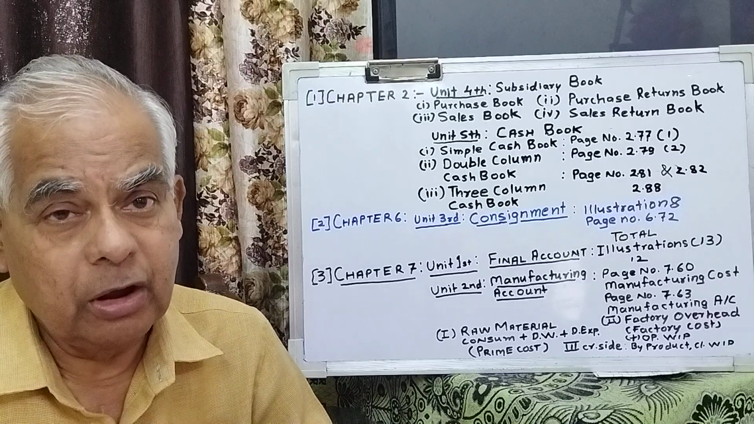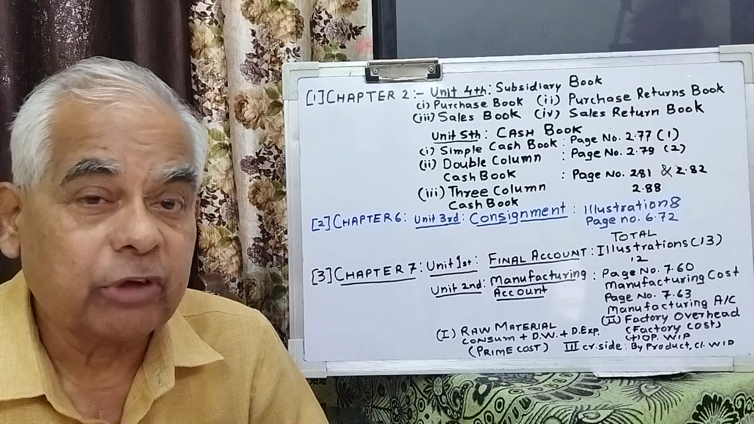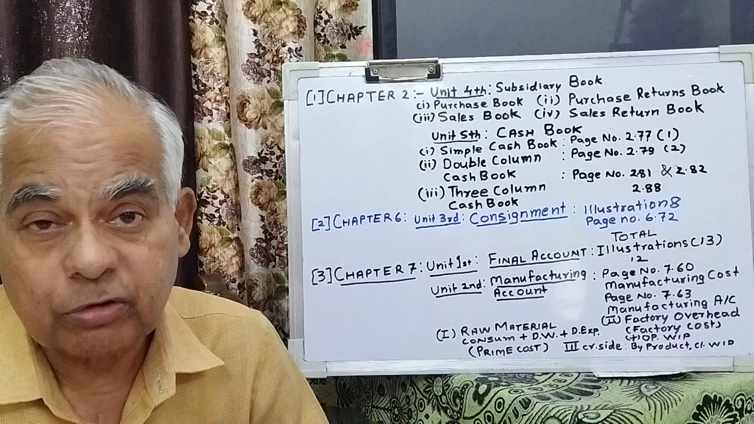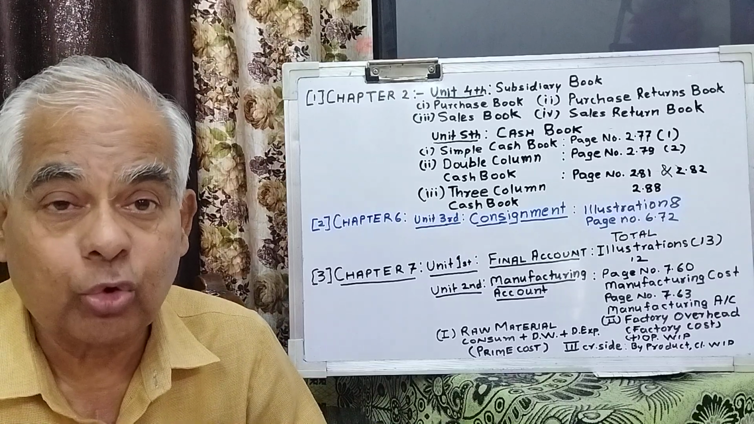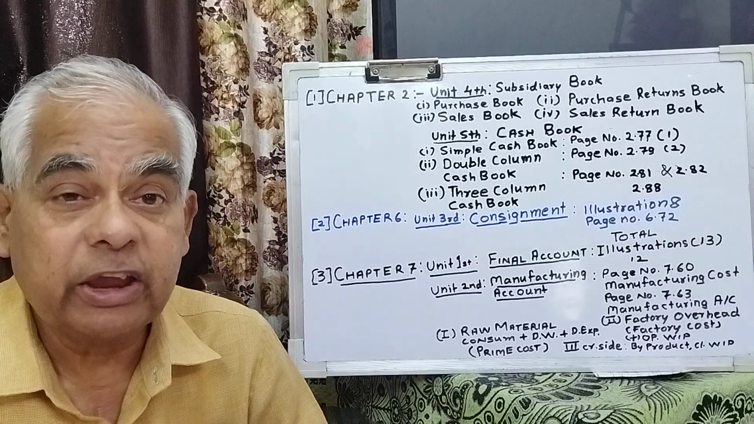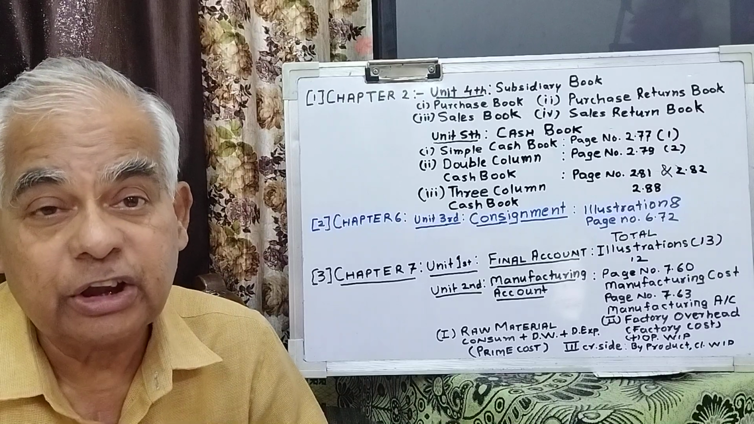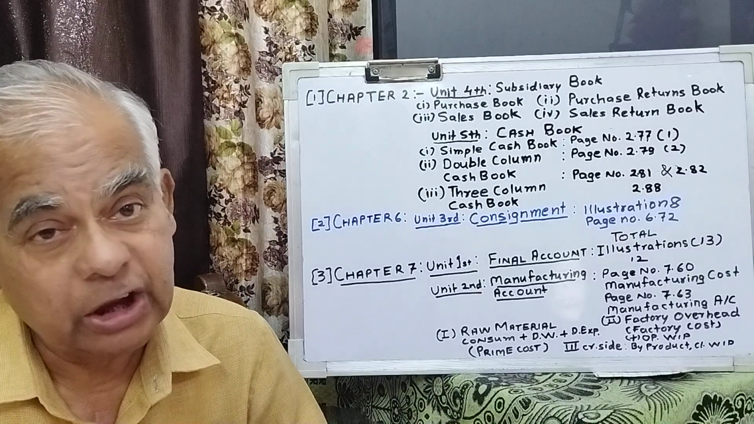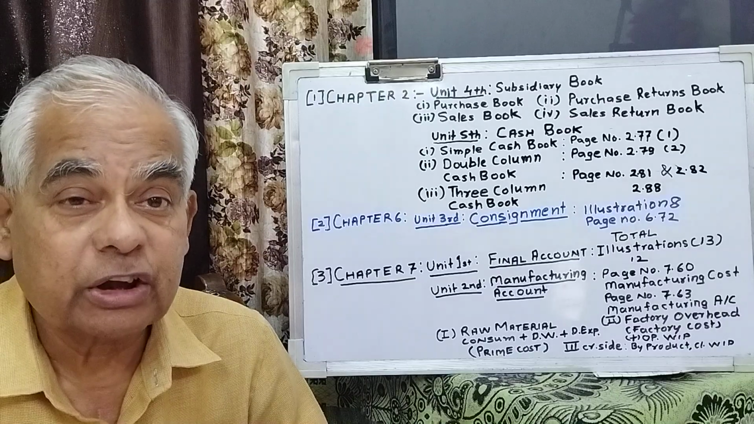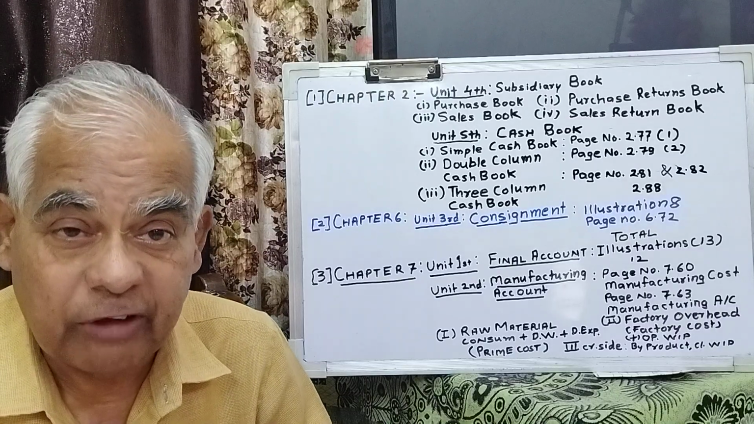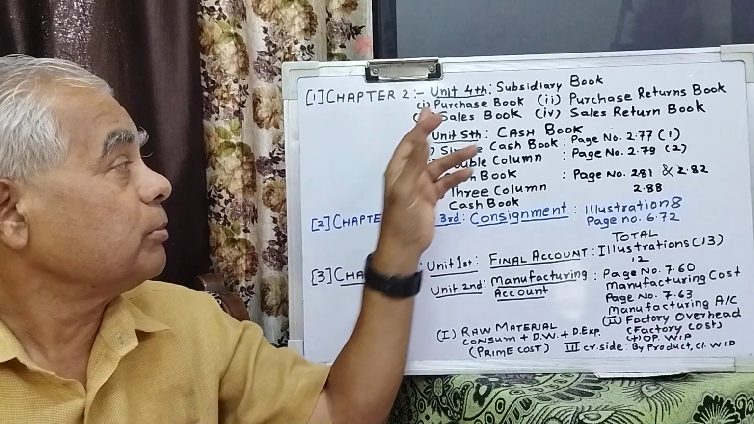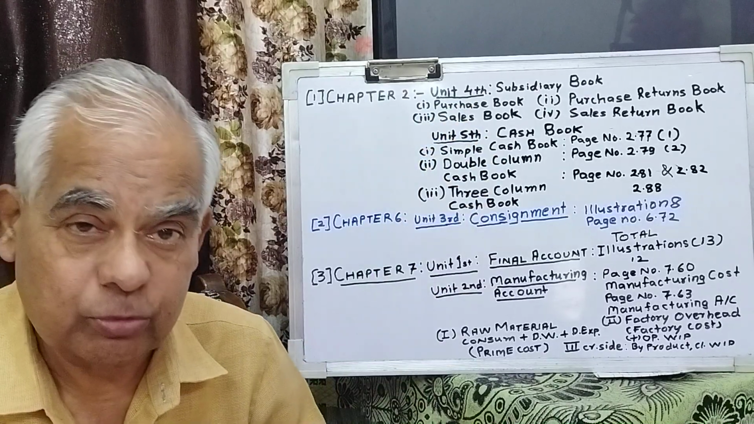Nothing else is there. One more thing, remember that here we are going to record the value of goods purchased or sold after deducting trade discount. Again I am going to repeat. After deducting trade discount, the values are recorded in the purchase book and sales book.